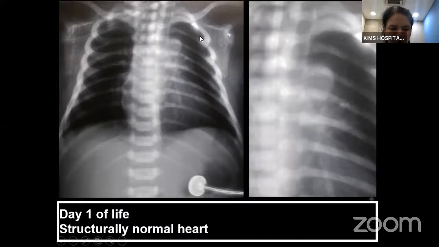This is a newborn who is 1 day old and had a structurally normal heart. And what we are seeing here is a prominent aortic knuckle.